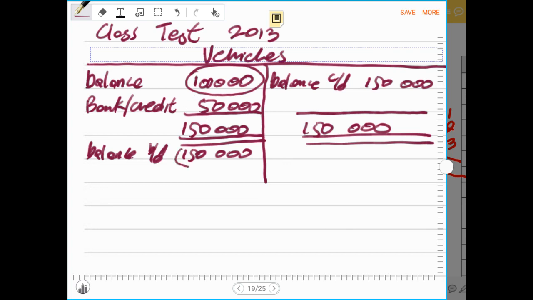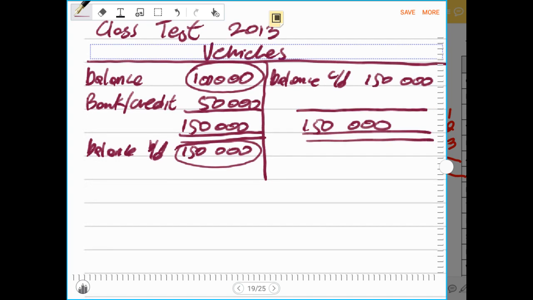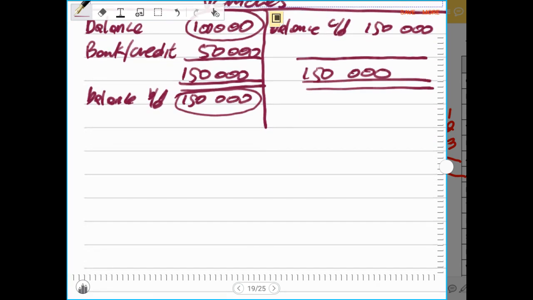And the closing balance of the motor vehicles in the PPE note must be 150,000 rands. Because what I reflect on the ledger account, in terms of opening balance and closing balance, must be exactly the same as it reflects in the PPE note. Then after, we do the second ledger account, which is accumulated depreciation for motor vehicles.